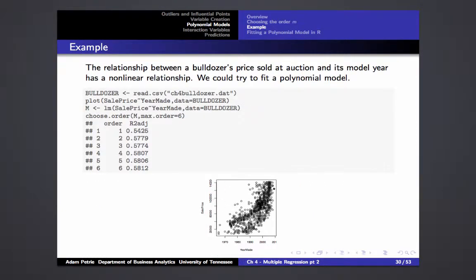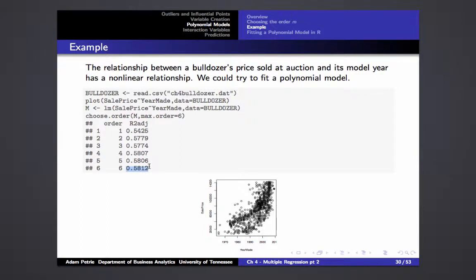So going back to this bulldozer data, if I fit just a simple linear regression predicting sale price from year made, I know I'm going to have curvature here, and I run my command choose.order. It gives me the list of orders, the powers of x that it's including in the model, and then also the R squared adjusted. So I see I get a pretty big leap from just going from year made by itself to year made plus year made squared. It actually goes down a little bit when I add in a third power of year made, and it starts to increase again when I add in the fourth and sixth power of year made. So, okay, out of the 6 powers here, this one is obviously the largest.